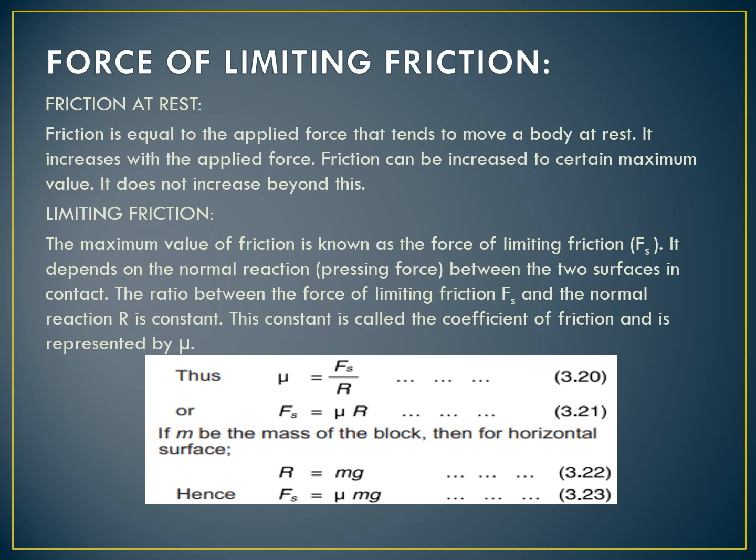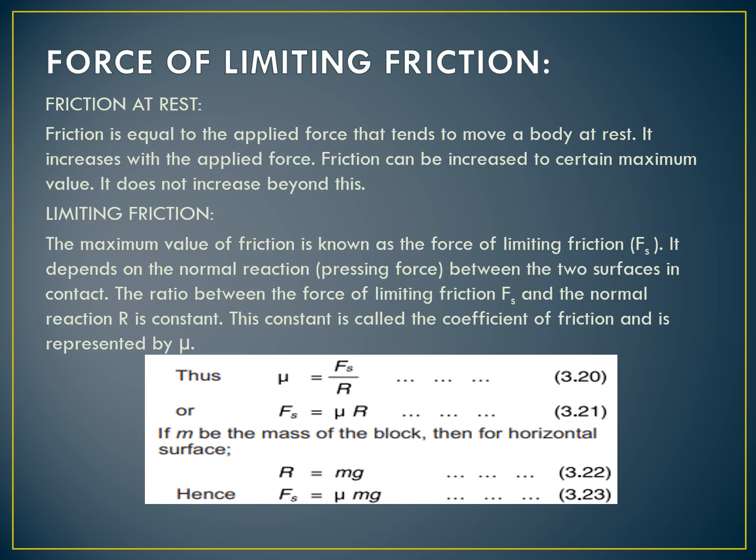But you must know that friction can increase to a certain maximum value and it does not increase beyond this value. So, the maximum value of friction after which the body starts to move is called force of limiting friction. You may say that the maximum value of friction when the body is on the verge of slipping is called limiting friction and is represented by Fs. It depends upon pressing force, that is the normal reaction between the two surfaces. It means that on increasing the pressing force, limiting friction also increases.